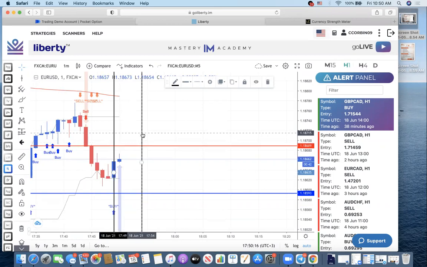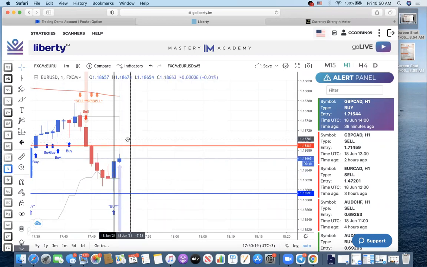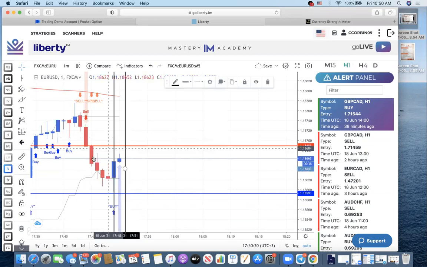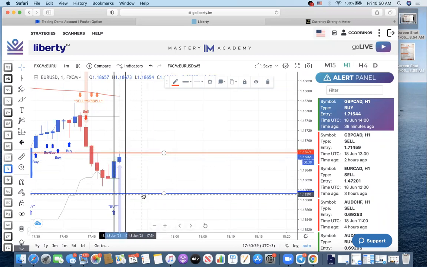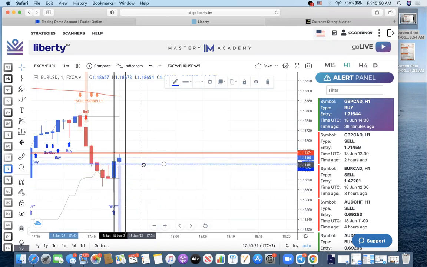So you can put your 2 vertical lines, right? One to the left of the current candle only, one to the right of the current candle. I can take my red line, move it to the top of that candle only, and move it to the bottom of that candle only. So now I've created a box.